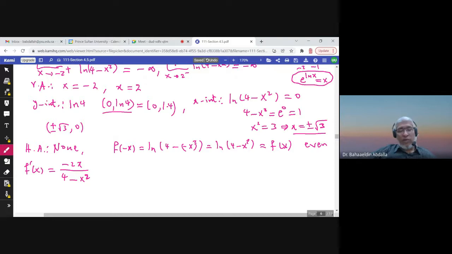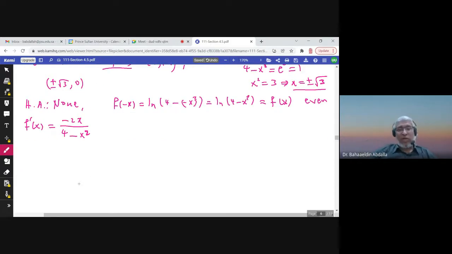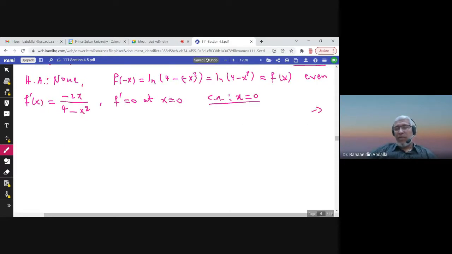Now, the first derivative does not exist when x squared is 4, when x is negative 2 and 2, but they do not belong to the domain. So the first derivative is 0 when negative 2x is 0, or when x is 0. So the only critical number is 0. Well, what happens at 0 then? Let us use the first derivative test.